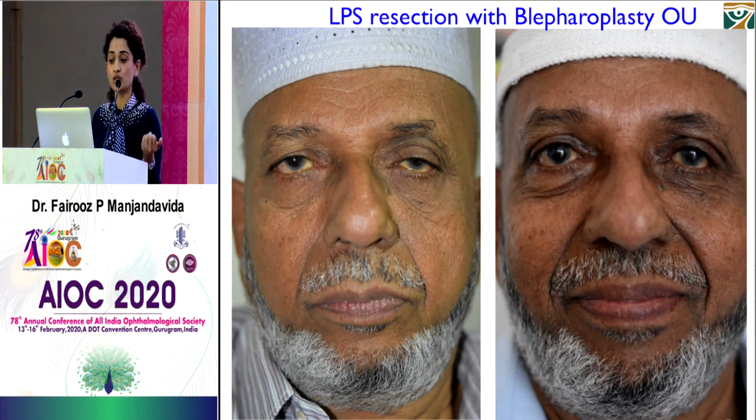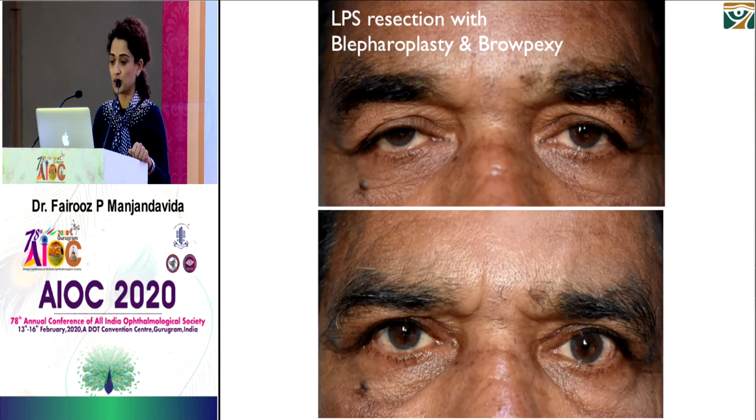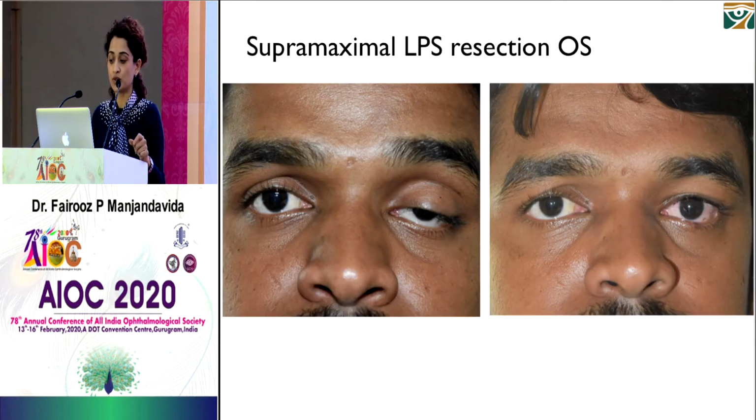What did I choose? I chose to do an LPS resection with a blepharoplasty in both the eyes in this patient, and the patient is happy. Otherwise, you lift the eyelid and then the dermatochalasis will start hanging down and it's not going to benefit the patient. Yet another patient, a male patient, bilateral, you can see he has also got a brow ptosis. He has a ptosis, dermatochalasis and a brow ptosis over here. So a combination of LPS resection, blepharoplasty and brow pexy was done in this case.